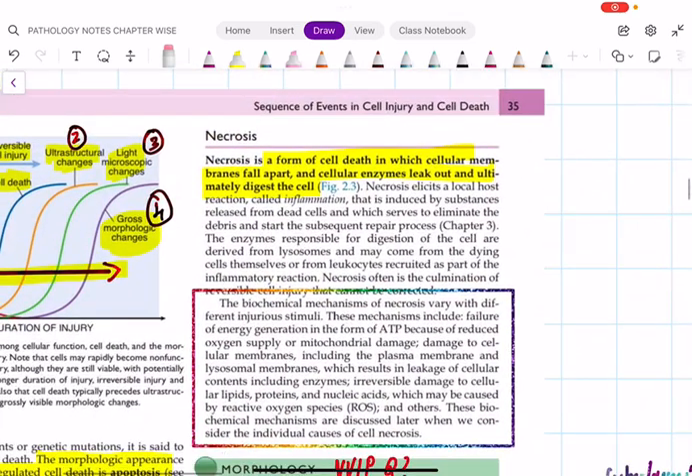What is necrosis? It is a form of cell death in which the cellular membrane falls apart, and cellular enzymes leak out and ultimately digest the cell. You can write, as I told you: loss of mitochondrial function, loss of plasma membrane integrity, loss of DNA integrity. These are the three cardinal, hallmark features of irreversible cell injury.